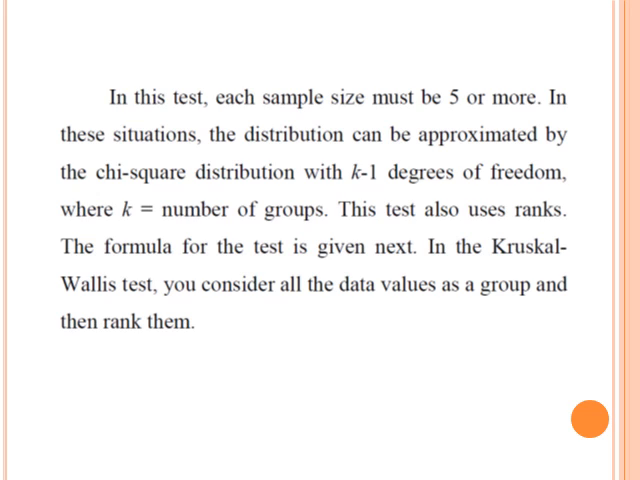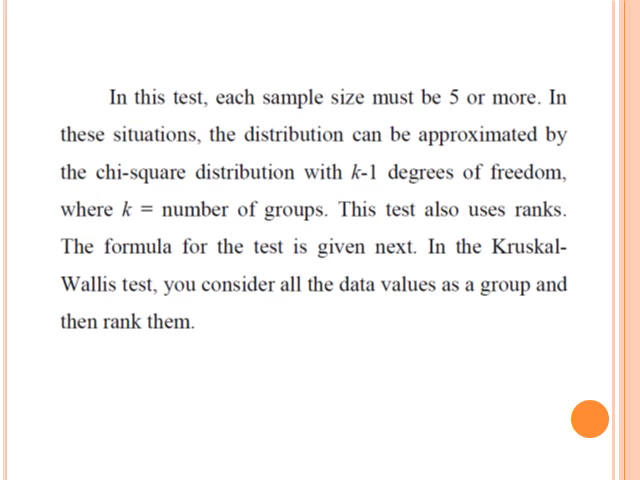In this situation, the distribution can be approximated to a chi-square distribution with k-1 degrees of freedom. So when we get the critical value, the tabulated value for the Kruskal-Wallis test, we use the chi-square table, and we use degrees of freedom k-1, where k is the number of groups, the number of samples that we have, not the sample size. It's different. Please concentrate.